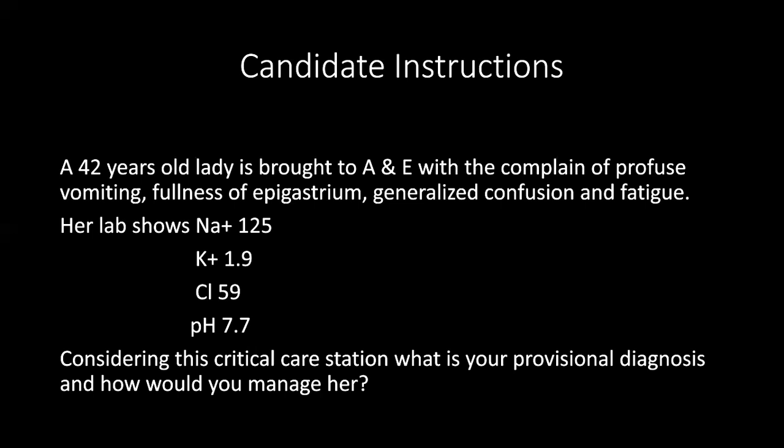Along with this stem, there are certain labs in front of you. How are you going to interpret them? The patient has hyponatremia, hypokalemia, hypochloremic metabolic alkalosis. How are you going to take care of the metabolic alkalosis with hypokalemia and hypochloremia? For hypokalemia, I'll consider potassium with normal saline, and for hypochloremia, I'll consider normal saline 0.9%.